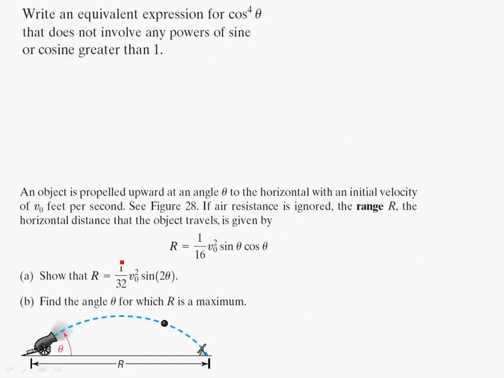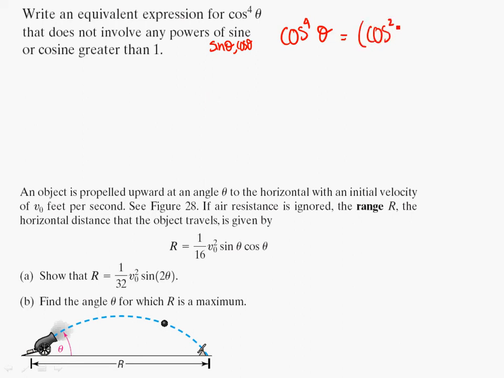Write an equivalent expression for cosine to the 4th that does not involve any powers of sine or cosine greater than 1. Not sure what they're asking me there. Let me see. So cosine to the 4th of theta, and I'm supposed to write only things that look like this: sine theta or cosine theta. Are we okay with that? With the question?